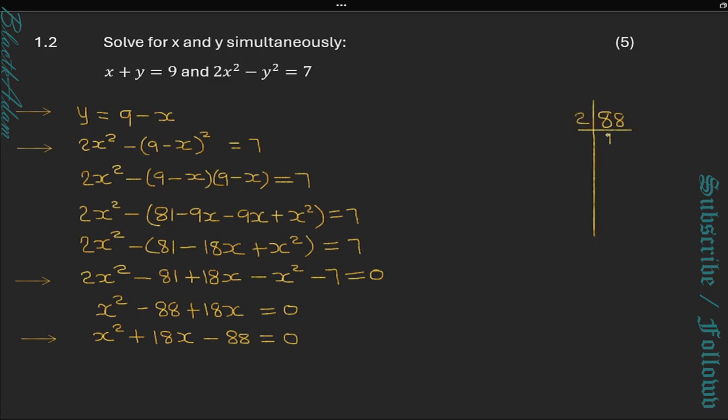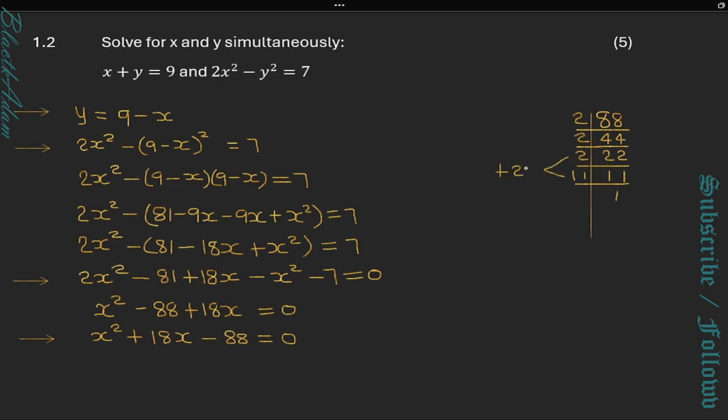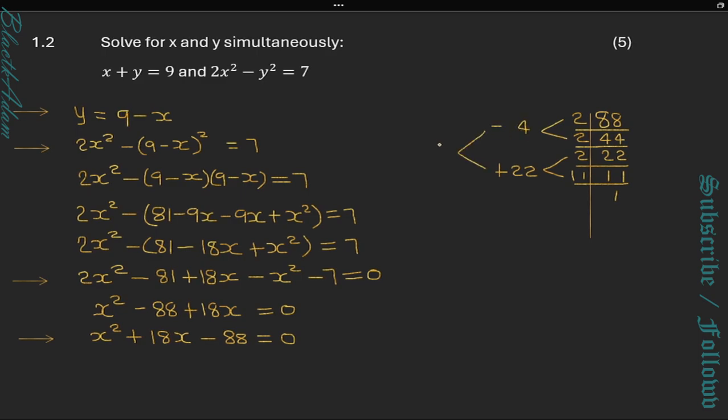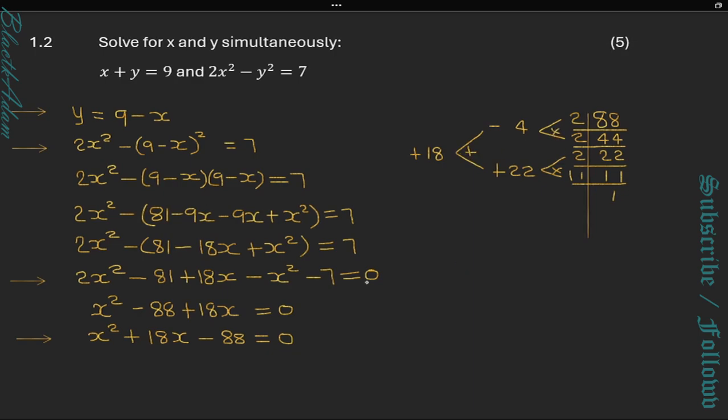So we're going to say 2 into 88 will be 44, 2 into 44 is 22, 2 into 22 is 11, 11 into 11 is 1. Those are all the factors. So 2 times 11, which is 22, then 2 times 2 is 4, which has to be negative. So you can see that when we add negative 4 plus 22 gives us positive 18, and when you multiply those, 2 times 11 is 22, and 2 times 2 is 4. That's how we get it.